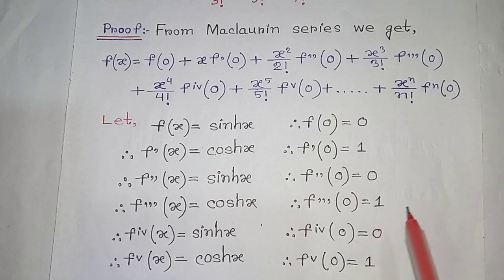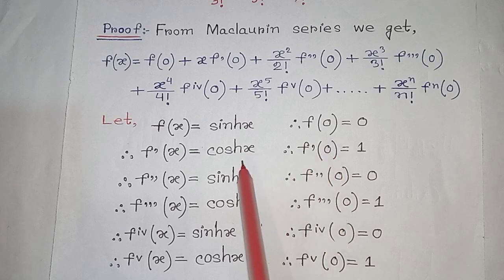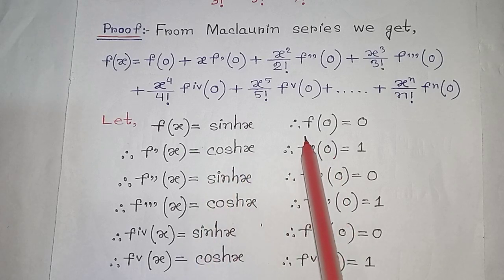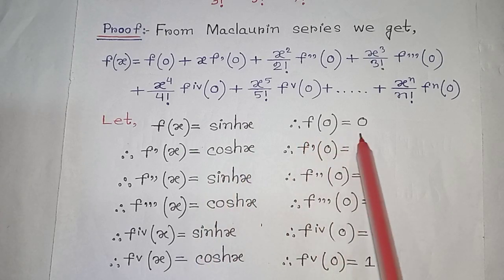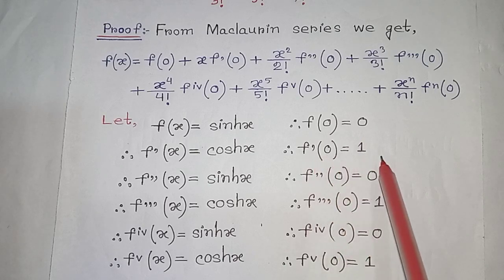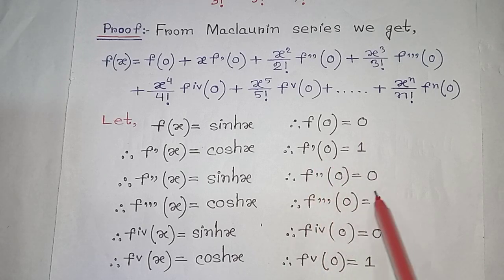So we can get some values from the functions. We can get f of 0 is equal to 0, f dash 0 is equal to 1, f double dash 0 is equal to 0, f triple dash 0 is equal to 1, and f iv 0 is equal to 0, and f v 0 is equal to 1. Now we need to focus on the Maclaurin series.